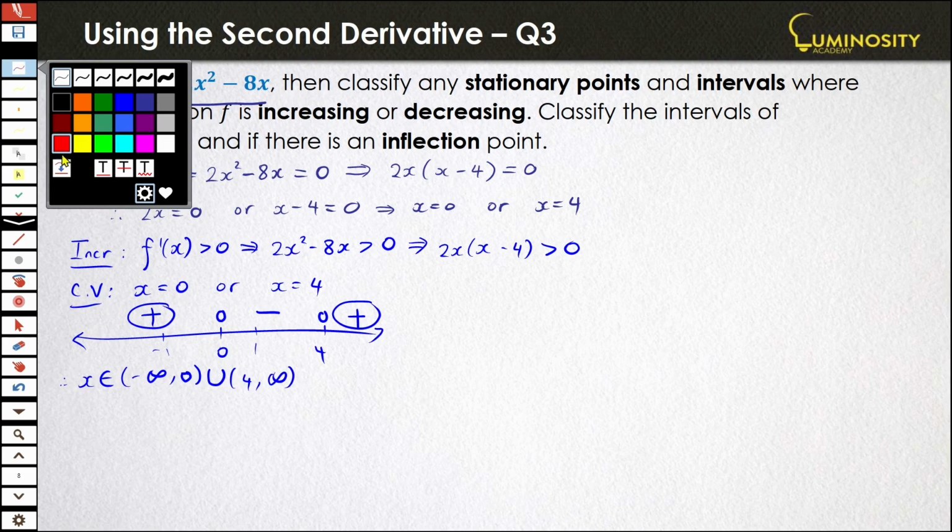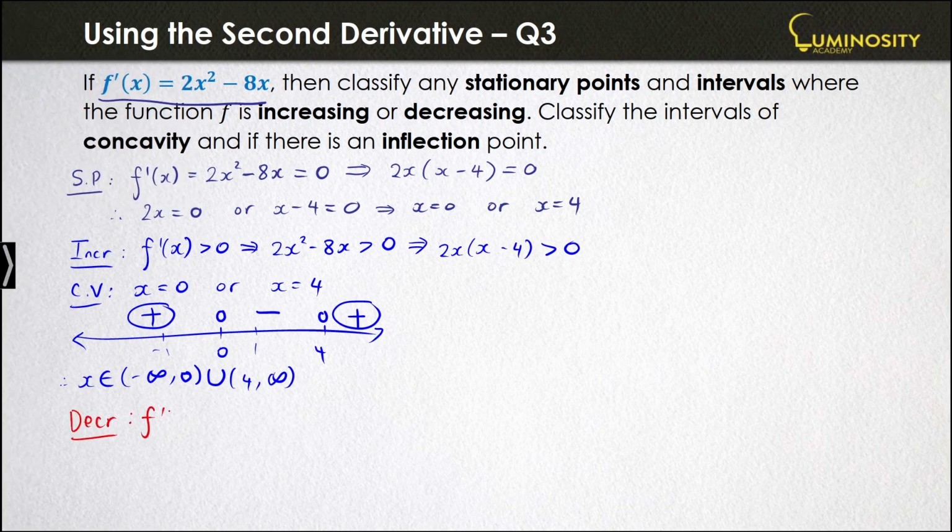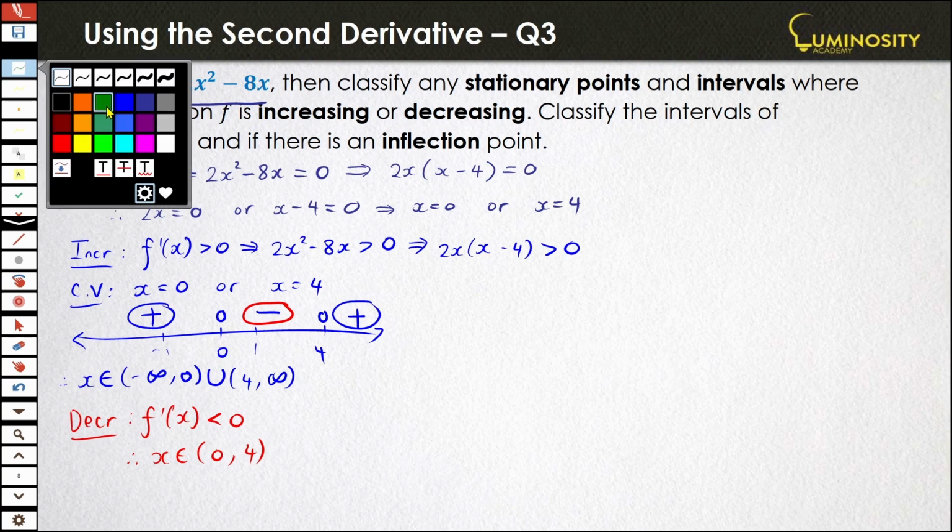Now that we've done all that hard work, we can look at the intervals of decreasing. That's when your first derivative is less than 0. So on that number line, we're looking for the negative sign. Therefore, x is an element from 0 to 4. So that is the intervals of increasing and decreasing and the stationary points.